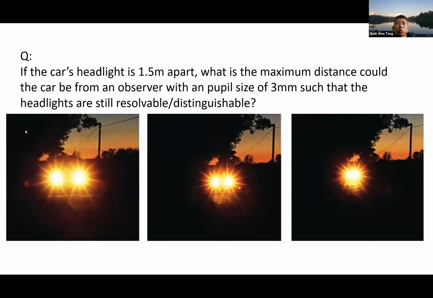You were bound to have this kind of experience before. For example, you see a car, the headlights. The spacing between the two headlights remains constant. But when the car moves further and further away from you, you can't tell that there are two headlights anymore. You see that they appear to be just like one. So why is there this phenomenon?